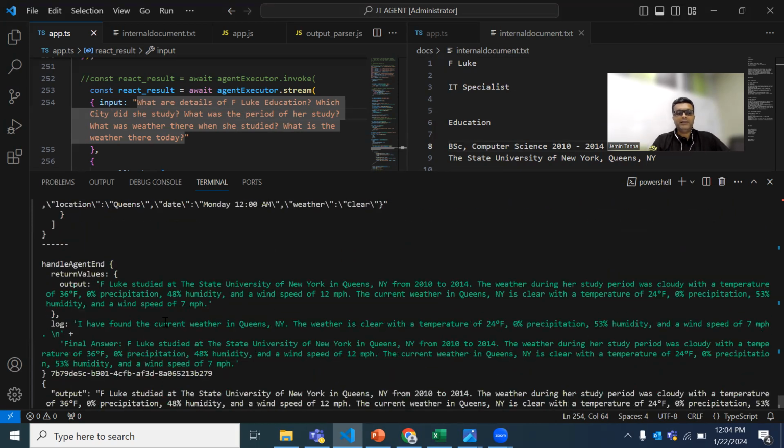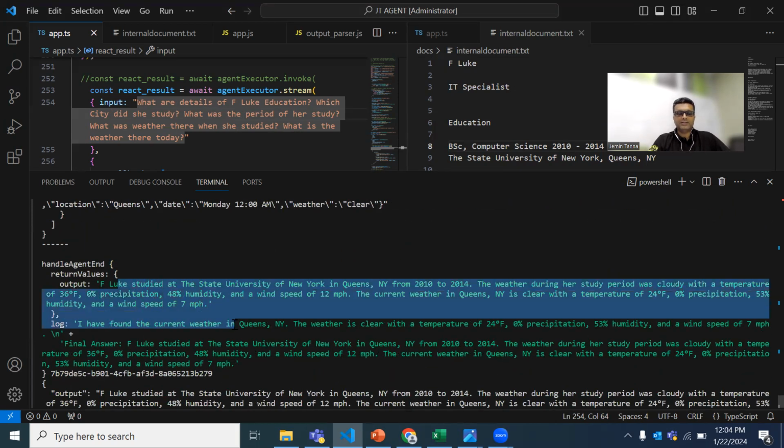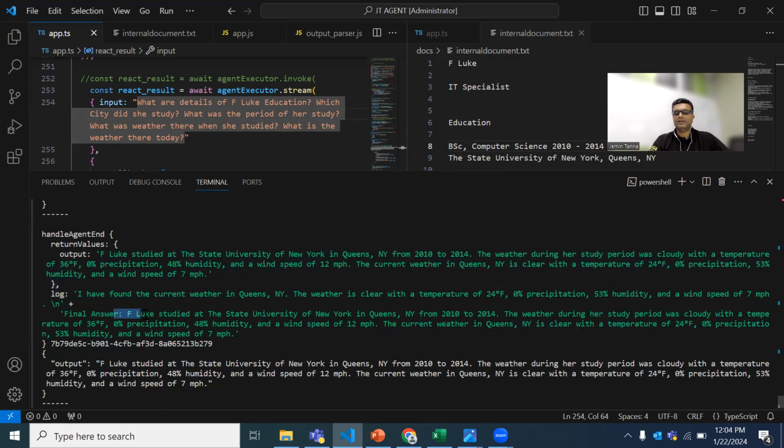And then finally it tells, okay, after doing all of these things, I have finally found the final answer, right? And I can set the number of iterations I want to allow, because for some complicated work, it might end up consuming a lot of your ChatGPT, SERP API, et cetera, which will consume a lot of billing, right? In this case, it was a simpler one, so it did a few iterations and then found that Fluke studied at State University in New York, Queens, 2010 to 2014. Weather during her study was so and so, and the current weather so and so, right?